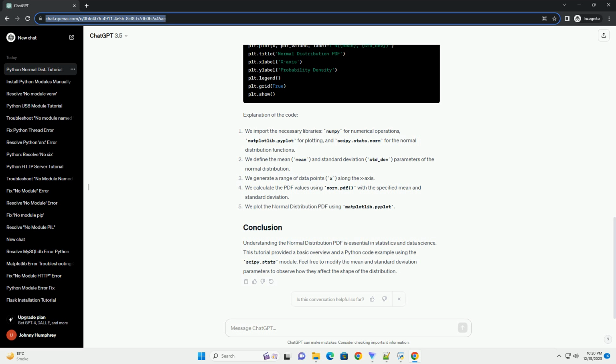Explanation of the code. Understanding the normal distribution PDF is essential in statistics and data science. This tutorial provided a basic overview and a Python code example using the scipy.stats module. Feel free to modify the mean and standard deviation parameters to observe how they affect the shape of the distribution.